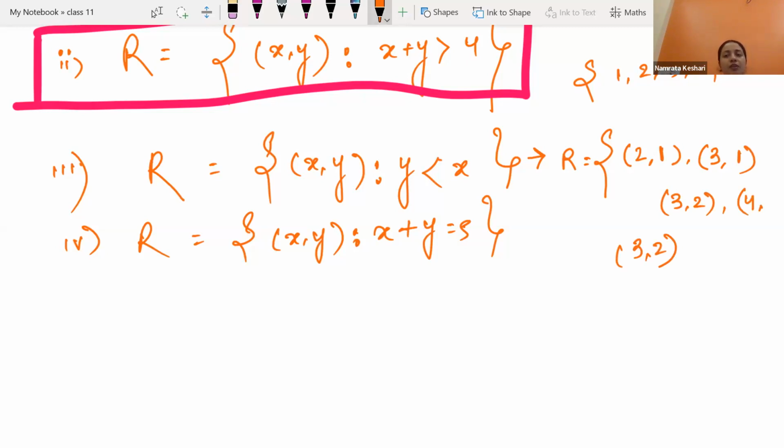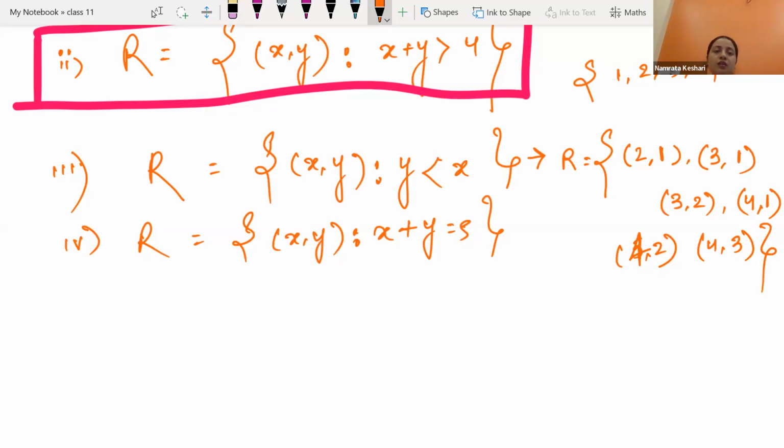Y can be 1, Y can be 2, Y can be 3, right? Yes, ma'am. That's it. Can we take X as 1? We have not taken 1, we have taken 2, 3, and 4. Yes, we have taken everything. Is it clear? The relation is clear.